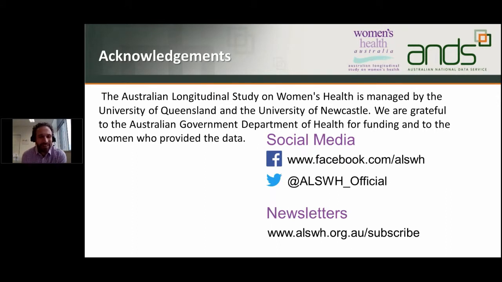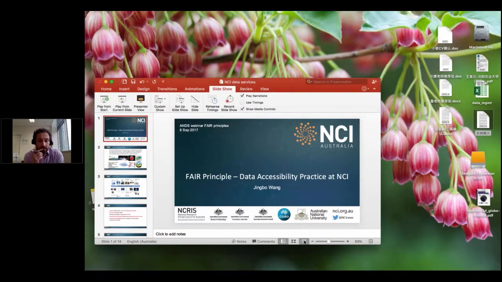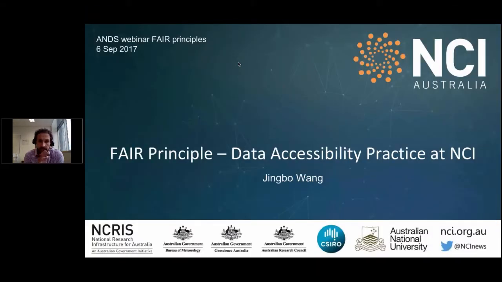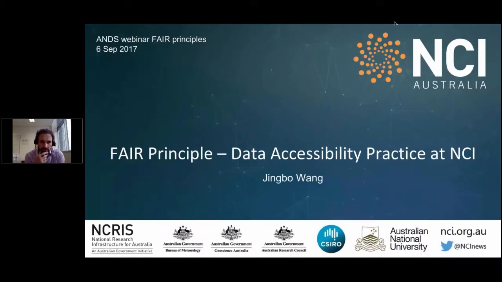Okay, I'd like to now move on to Jingbo. I've asked Jingbo to talk also about making data accessible, but from a very different perspective. Jingbo works at NCI, and NCI does all sorts of elements around making data findable, accessible, interoperable, reusable. Today, I've asked Jingbo to focus on the accessible side of things, but I do want to note that NCI also does a whole bunch of other things in this space.